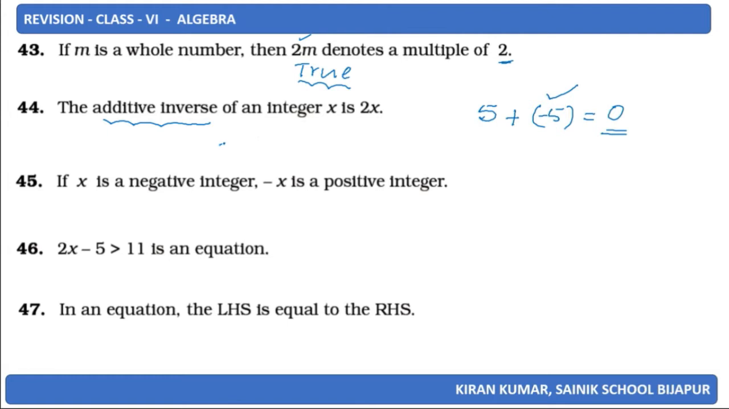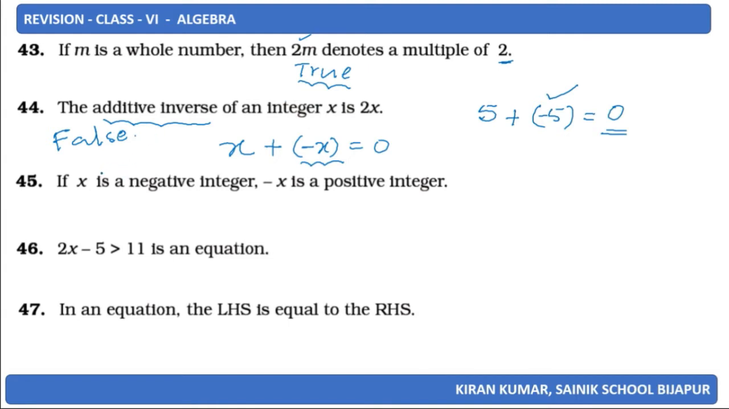At the same time, when the integer is x, it should be added with another integer to get 0, so negative x should be added. So the additive inverse of x is negative x, not 2x. This particular statement is a false statement.